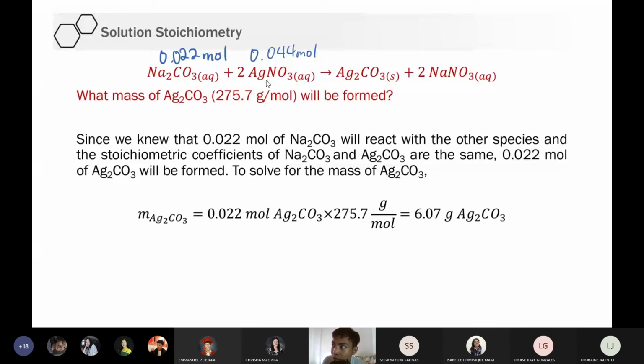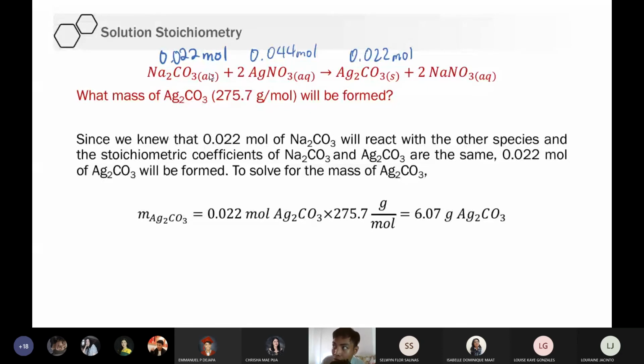Ang tanong kasi, what mass of silver carbonate will be formed? So you begin with this one. Kung 0.022 ito, this one should also be 0.022 mole. Okay? Bakit? Kasi 1:1 ang ratio nila. This is 1, that is 1. So kung ano yung moles niyan, yun din yung moles nun, by stoichiometry. Okay? So ganun.